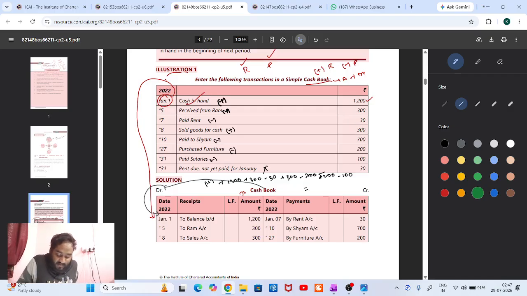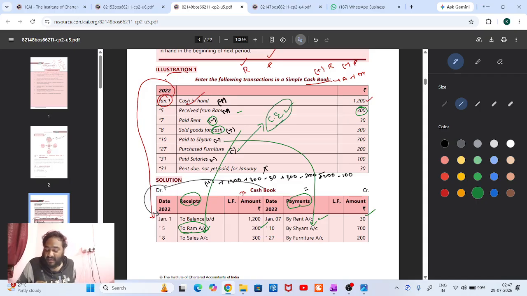Received from Ram, receipt from Ram 300. Paid rent 30, on the payment side, okay? Sold goods for cash, remember, it is to be added. Paid to Shyam, it is to be subtracted. Furniture purchased. Is it capital expenditure? Yes, it is. But do we care about capital expenditure and revenue expenditure?